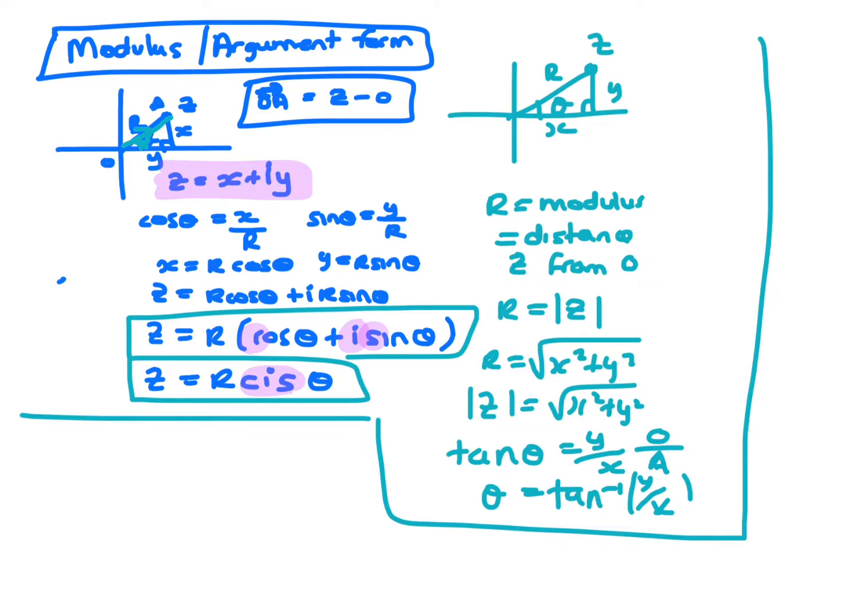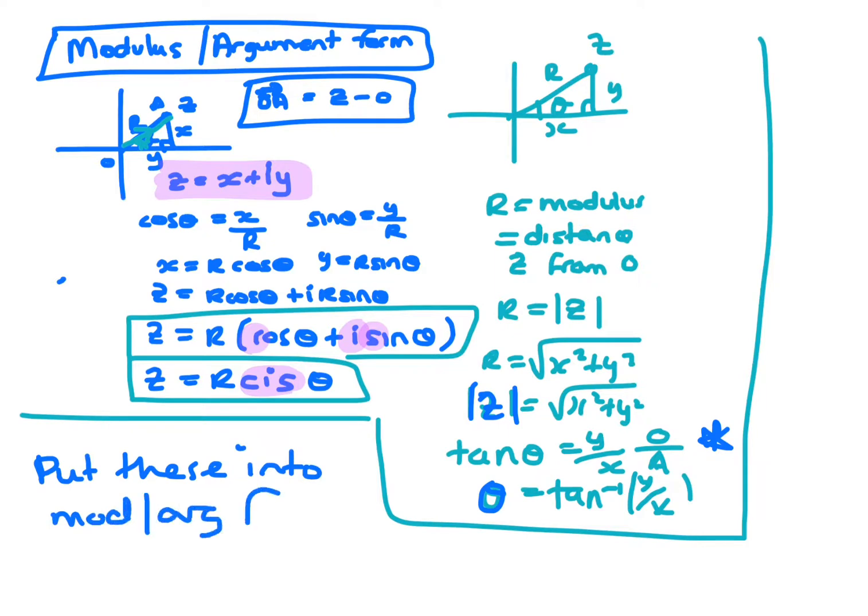So once you have something in mod arg form, you can do so much more with it, because it's in terms of trigonometry. And it also relates very closely to vectors. The angle theta is like the direction of the vector, and the modulus is the magnitude of your vector. So we're just going to put these into mod arg form.